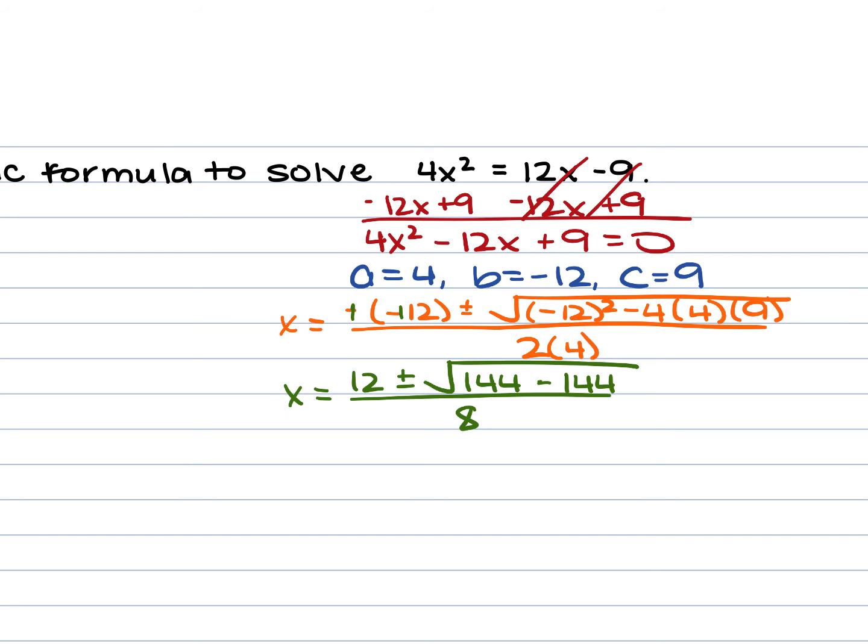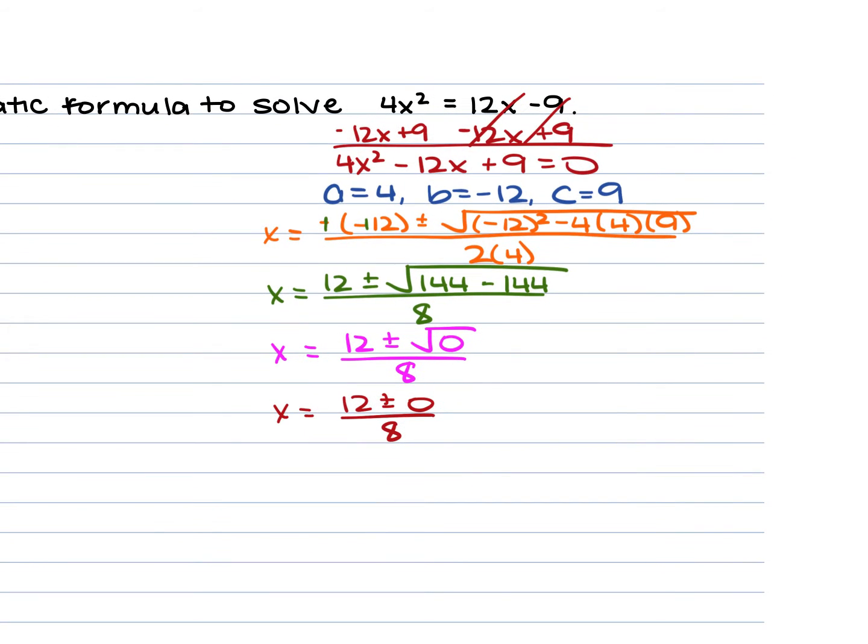We simplify under the radical. We have x is equal to 12 plus or minus the square root of 0 all over 8. This simplifies to be x is equal to 12 plus or minus 0 over 8. This is going to leave us with one fraction, which is just 12 over 8, which simplifies to be 3 over 2. So whenever we have the square root of 0, it's going to just be 0 and then give us one solution.